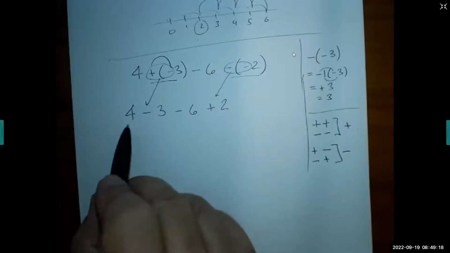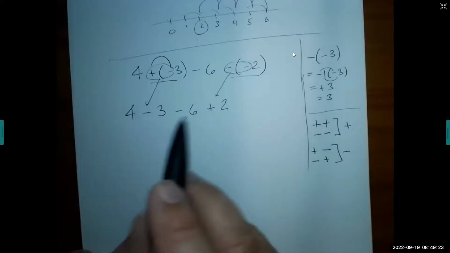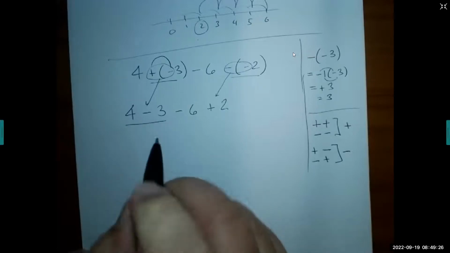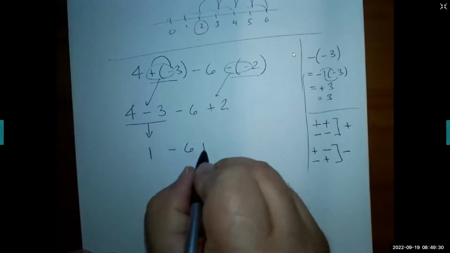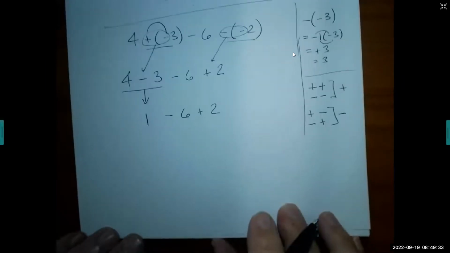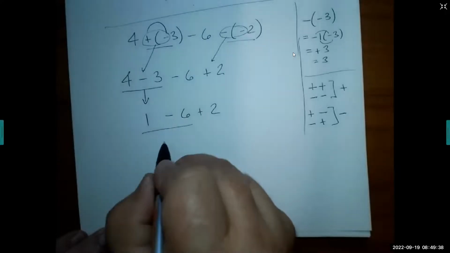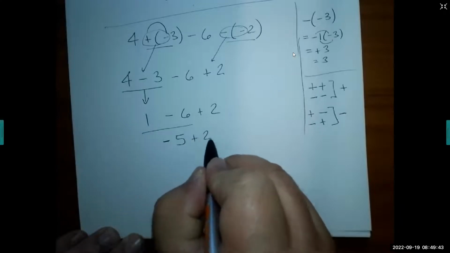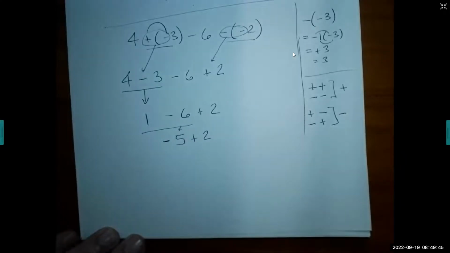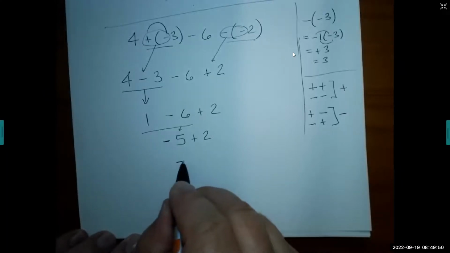Now, read left to right: no special operations, no multiplication or division. So all we have left is addition and subtraction, read left to right. 4 minus 3 is 1. Bring down everything else. Positive 1 minus 6. Since 6 is bigger, the answer is negative. 6 minus 1 is 5. Negative 5 plus 2. 5 is bigger, so the answer is negative. 5 minus 2 is 3, and there you have it.